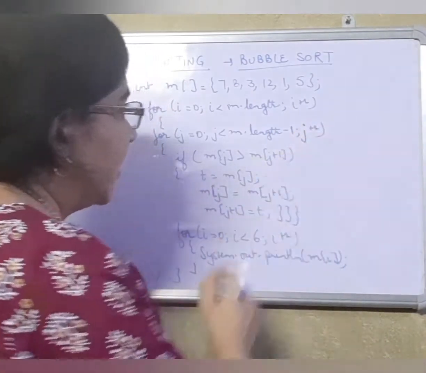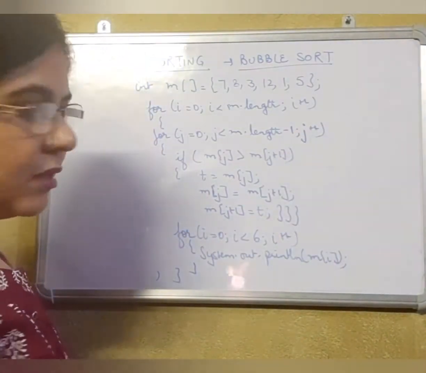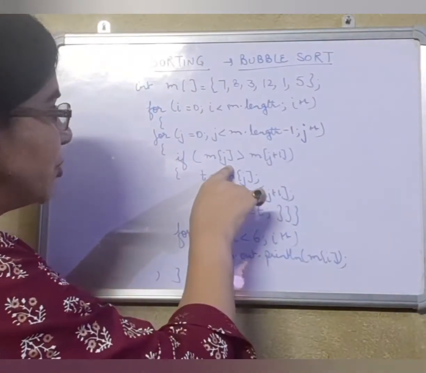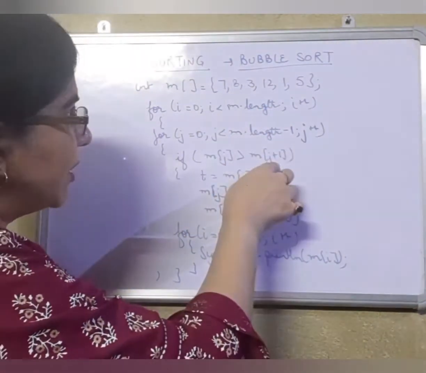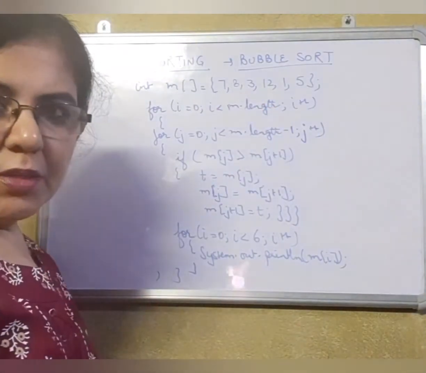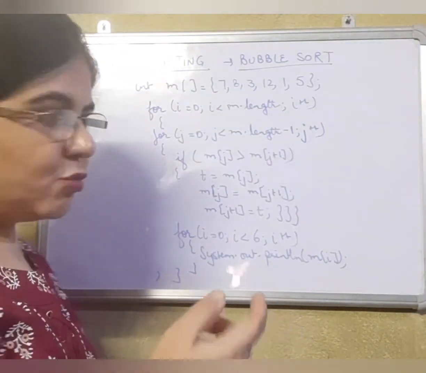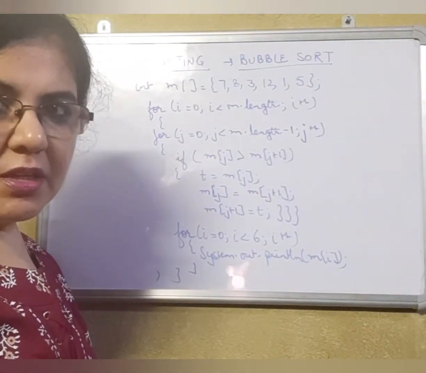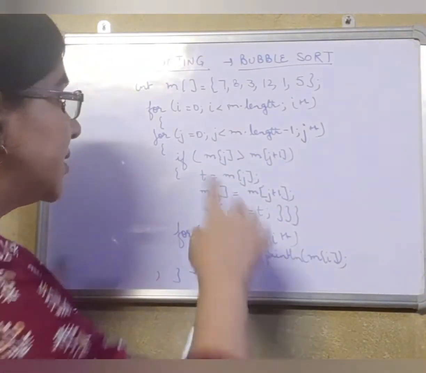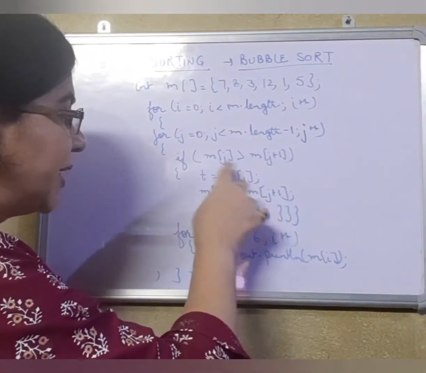j will increment and j will become what? 1. Though m[j] means 1 position, the 8 it will take out. 8 will be compared with the neighboring number 3. Because j is 1, 1 plus 1 is 2. So 8 will be compared with 3. 8 is greater than 3. Yes, this is true. Since this is true, t is going to take 8.